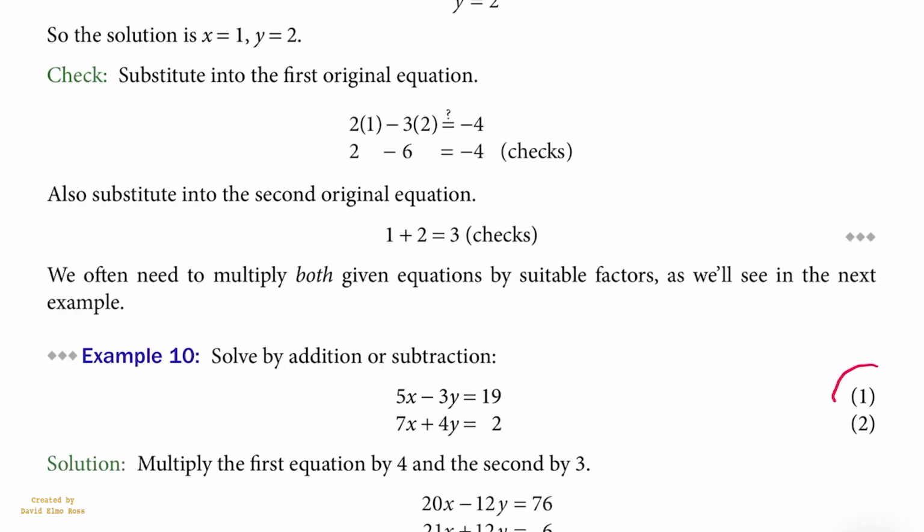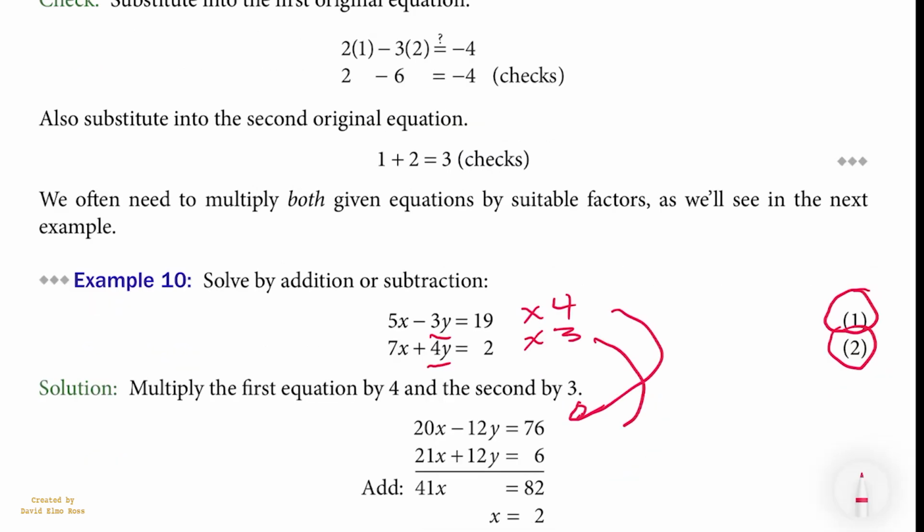Let's take a look at equation 1 and equation 2 here. We can see that there's no easy way to multiply one of these equations to cancel out either the x or the y. So what we can do is take a look at, say, the 4y and the 3. And what we can do very easily is multiply this by 4 and multiply this by 3. And when we do, we're going to get this equation for this one and this equation for this one, because 4 times 3 will give us 12.